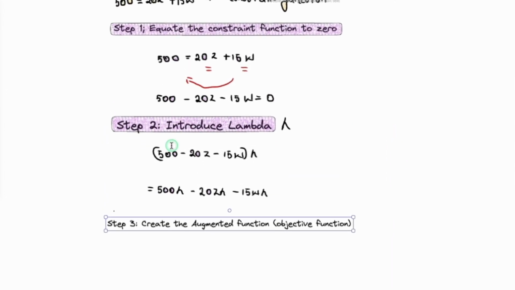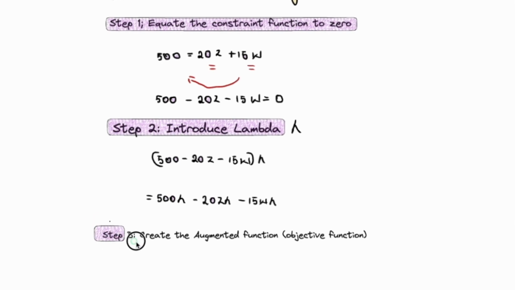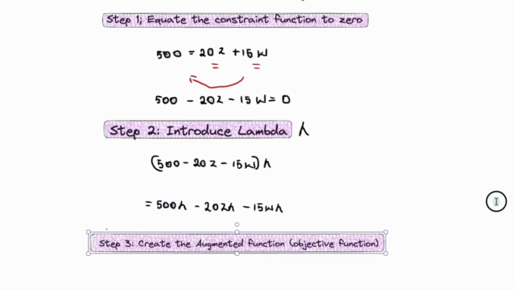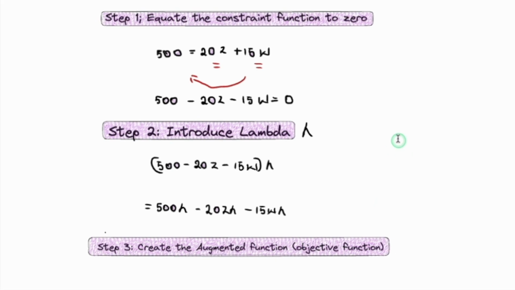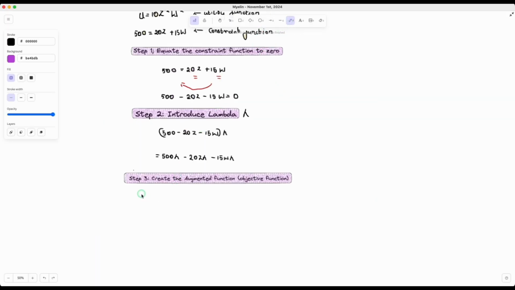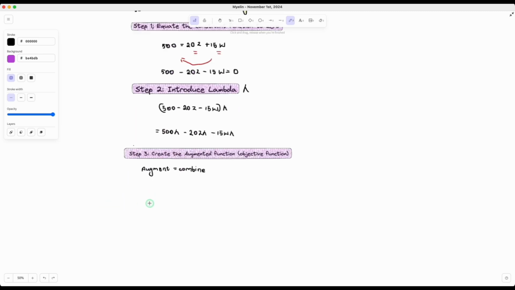If you understand what the word augment means, then you know what we're trying to do here. In essence, to augment something simply means you combine. And when you're combining, what exactly are we combining? We need to combine these two equations that we've just come up with here. This lambda function and this constraint function that we had equated to 0. We need to take those two and create something known as the augmented function. We shall call it A equals.